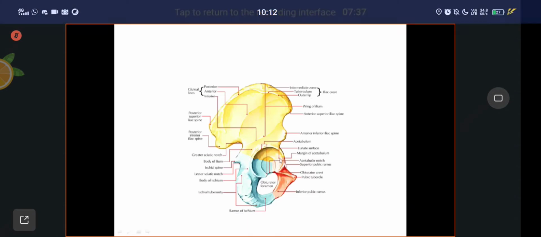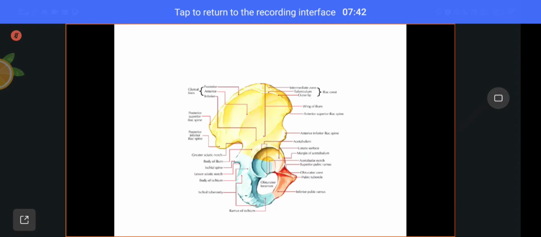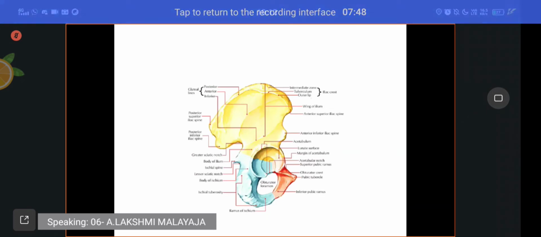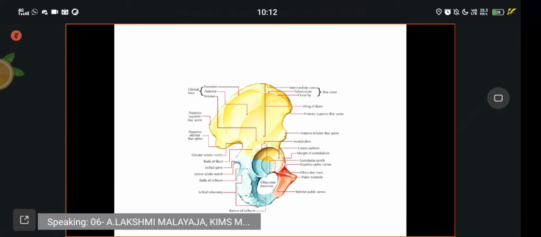So I am getting some disturbance. ట్యాప్ చేస్తే ఒక 4-line border వస్తుంది. 4-line border లా వస్తుంది. అక్కడ ట్యాప్ చేస్తే సరిపోతుంది. Lakshmi Malayaja, I am getting some disturbance.